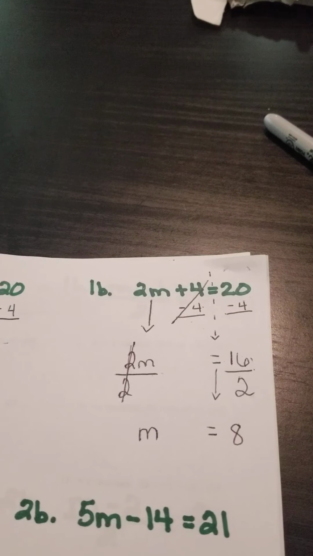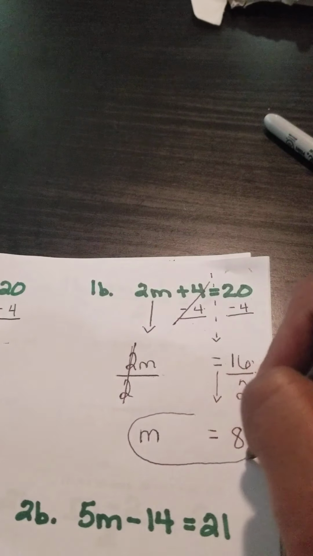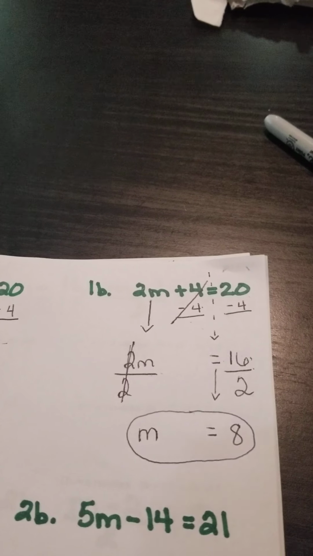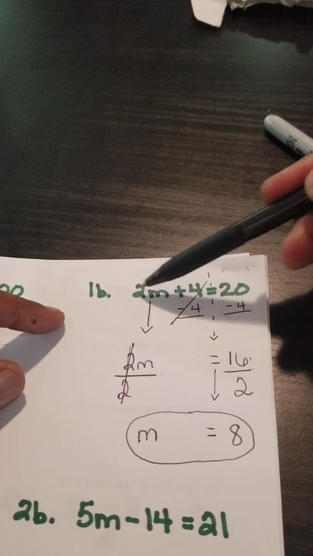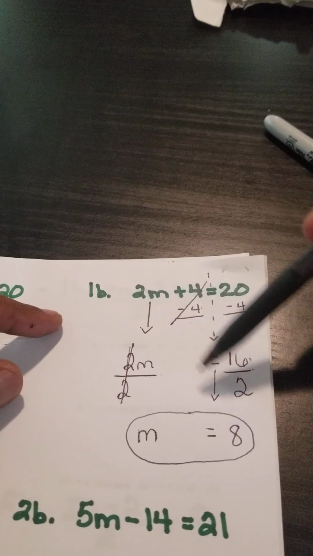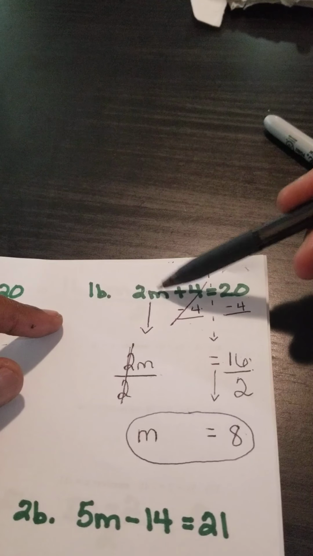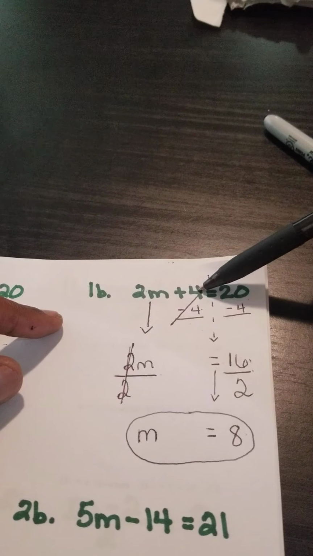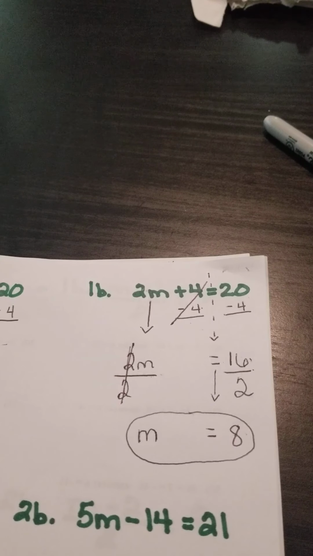All right, so if we plug this in, that 8 for the m, let's walk through it. Remember, a number next to a letter is multiplication. So we have 2 multiplied by 8, which will give us 16. 16 plus 4 will give us 20. So yes, that absolutely checks out.